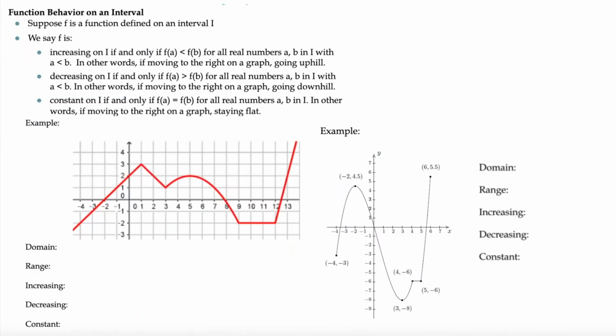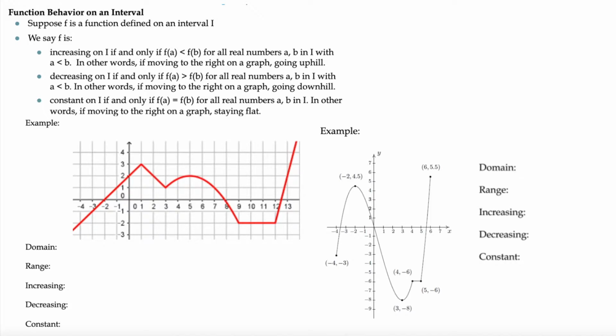Heading over to slide 3, the function behavior on a specific interval. Suppose f is a function defined on a specific interval. We say that f is increasing on the interval if when I evaluate at f of a and f of b, we result in f of a is less than f of b for those real numbers on the interval. Similarly, it is decreasing if f of a is larger than f of b, and it's constant if f of a is equivalent to f of b.